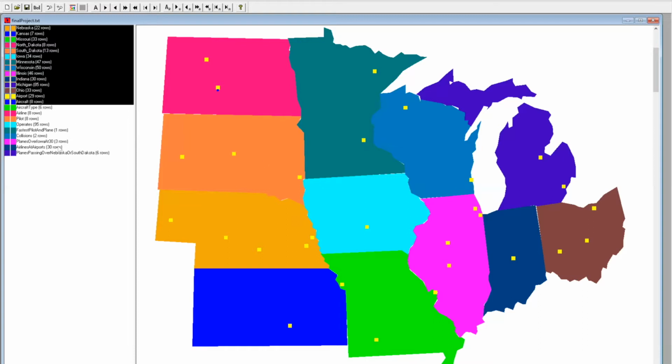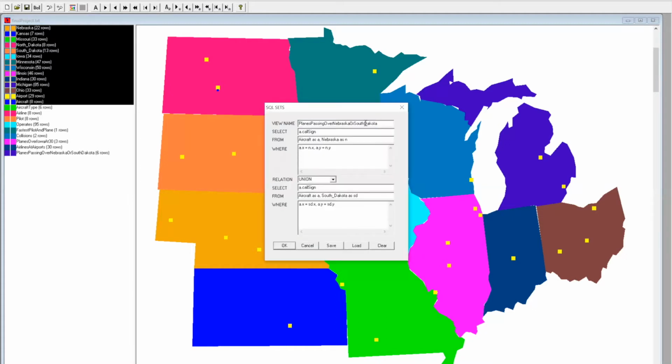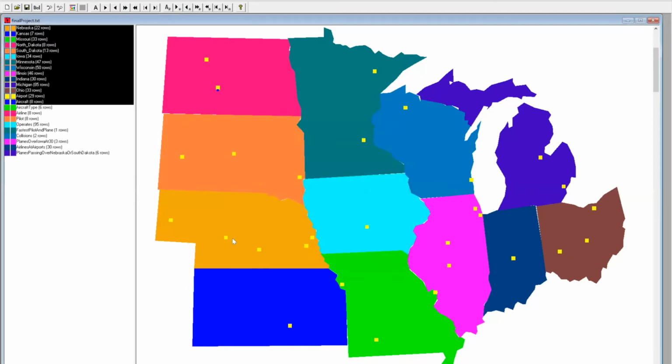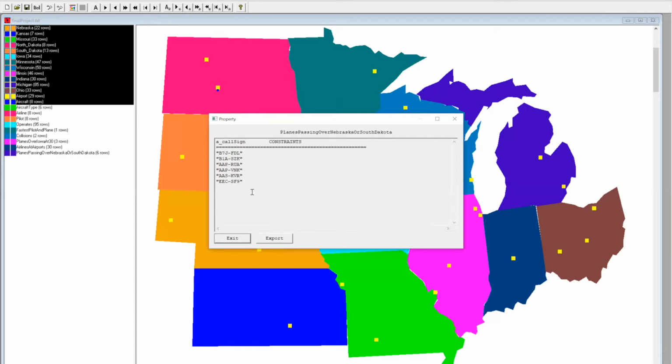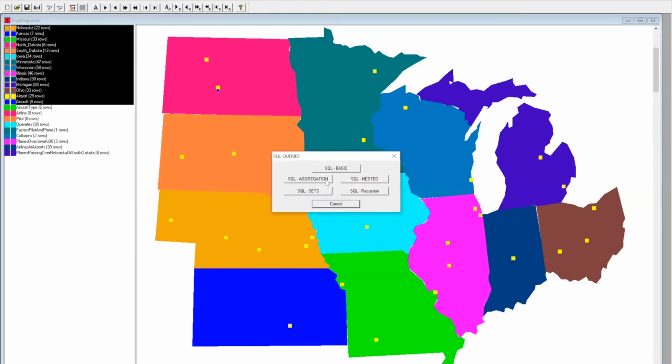And then for our last query using constraint relations, we have a sets query, and this is going to be the planes passing over Nebraska or South Dakota. And this is the query here with a union between them. And that yields these results. And so these are the 6 planes that at some point in time do pass over Nebraska or South Dakota.